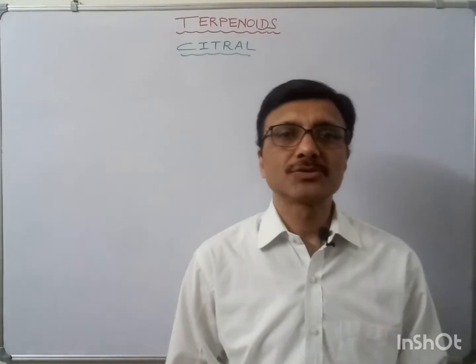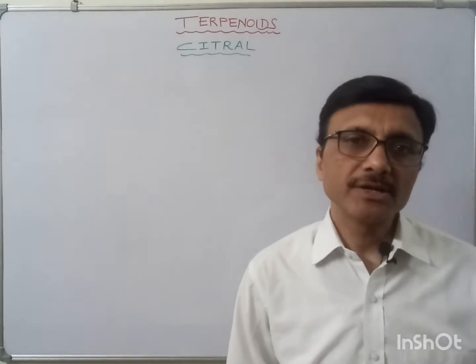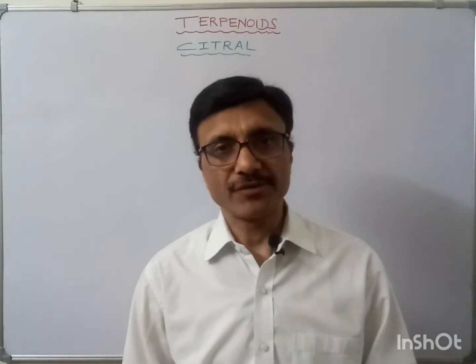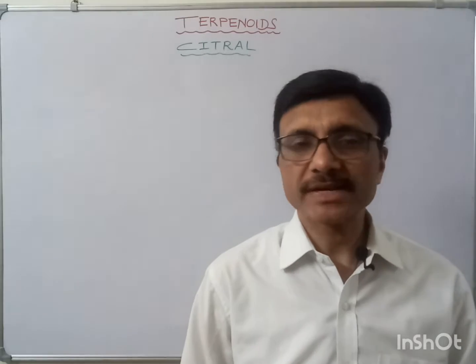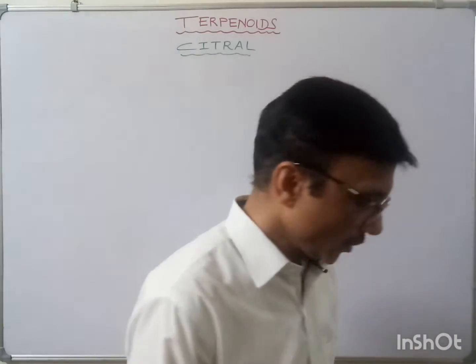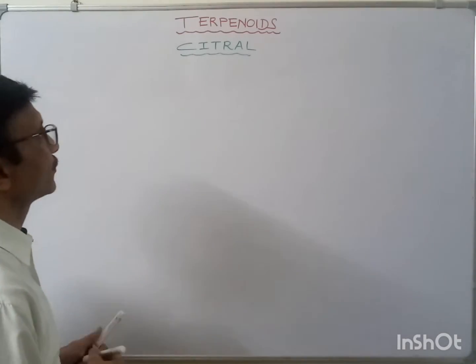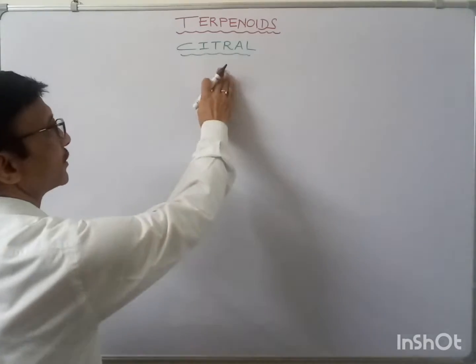Hello students, so today in this lecture I will tell you the structural elucidation of citral. Citral is one of the terpenoids. So let's explain the structural elucidation of citral. If we talk about citral, then citral is one of the terpenoids.